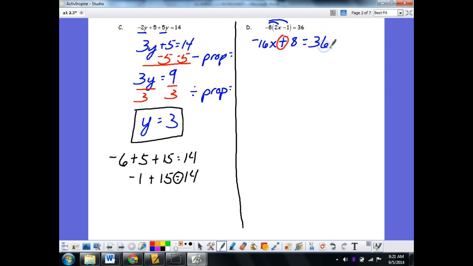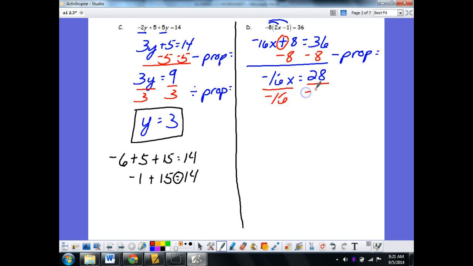So to undo the addition, to move the 8 to the other side, we will subtract it. And that is, of course, the subtraction property of equality. And that leaves us with negative 16x is equal to 28. And then to solve this, we use the division property of equality. We divide both sides by negative 16. Once again, that is the division property of equality.